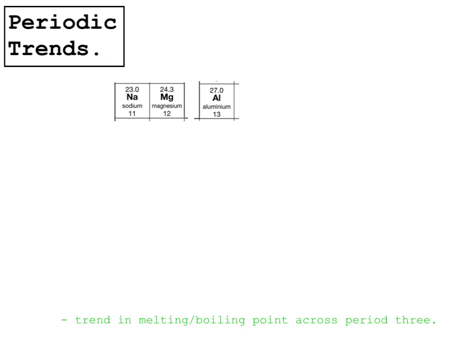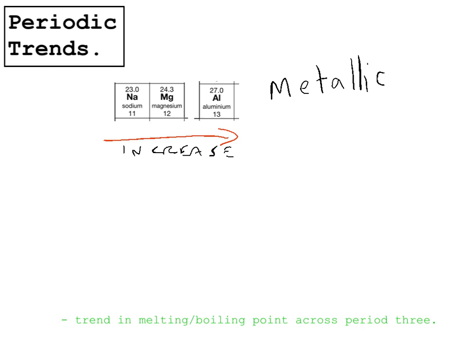So you look at the first mini trend, the sodium to magnesium to aluminium, we get an increase in melting point as we go across from sodium to aluminium. So all three of these elements are metallic, and that's the first thing that you would write in an answer, that all three of them are metallic. And then you've got to think, well, why would metallic bonding get stronger? And there's two reasons. The first is looking at the nuclear charge.